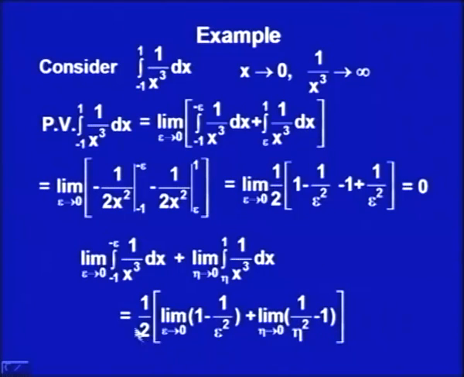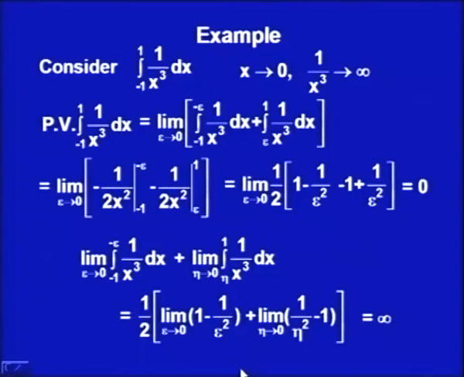So, what we find is that this improper integral does not exist, but its Cauchy principal value exists. If the integral also exists, then of course the Cauchy principal value would be equal to the value of the integral. We are not interested here in whether the integral exists or not in the first place. We are just interested in the Cauchy principal value of this kind of improper integrals.